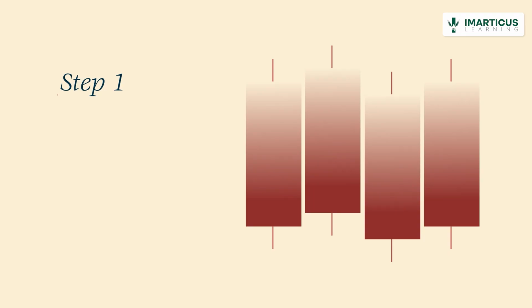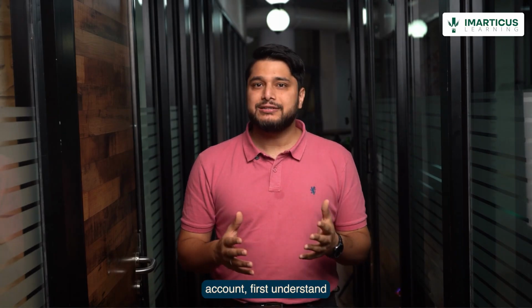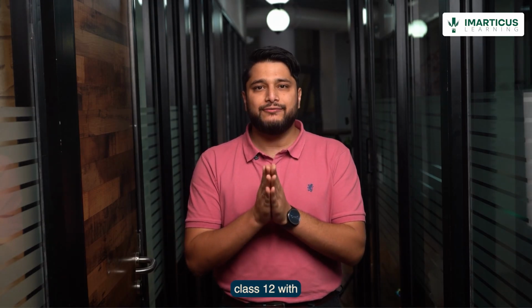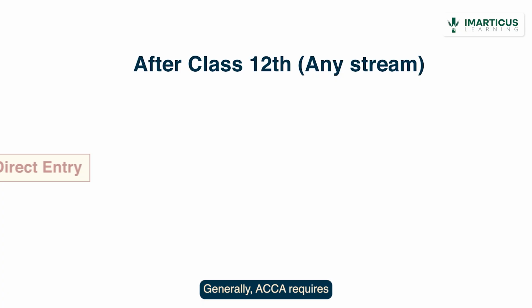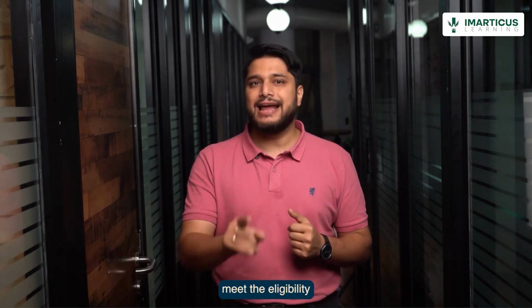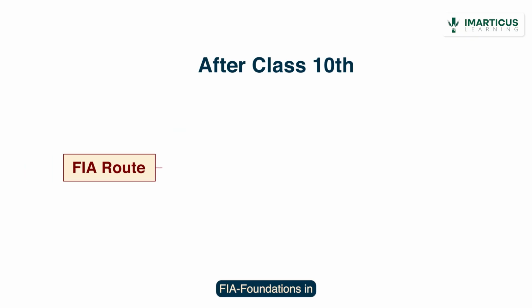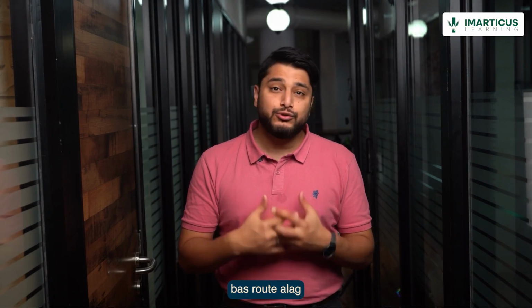Let's begin. Step 1. Check your eligibility. Before creating an account, first understand how you're eligible for ACCA. If you've completed class 12 with the required eligibility, you can register directly. Generally, ACCA requires 65% in maths or accounts and English, along with at least 50% in your remaining subjects. If you don't meet the eligibility criteria, don't worry. You can still start through the FIA, Foundations in Accountancy, route. Destination same hai, bas route alag hai.